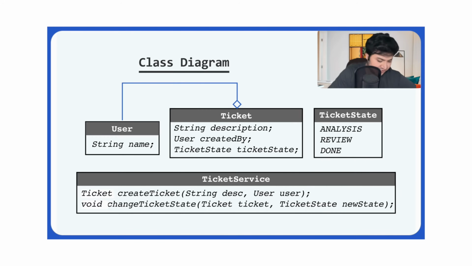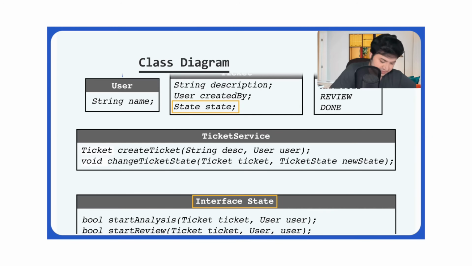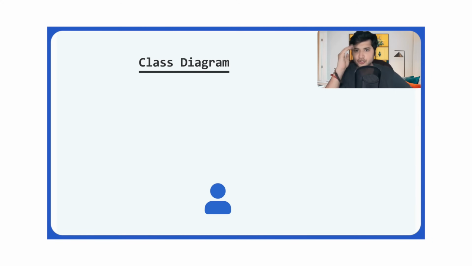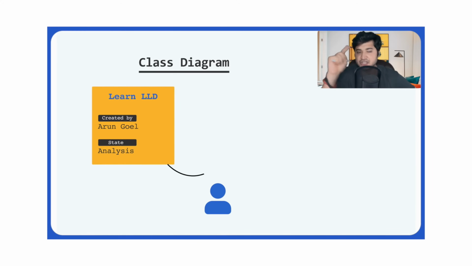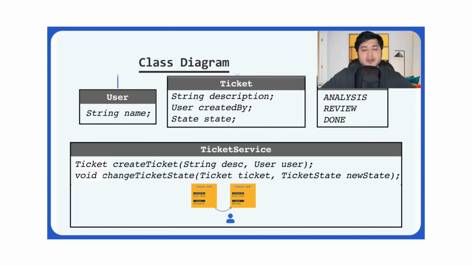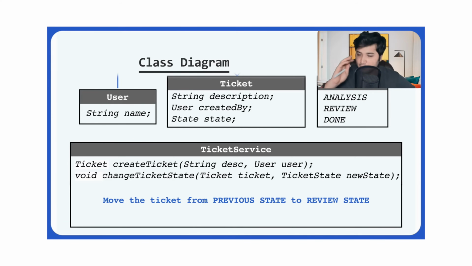Since ticket has a state, what change will we have? So instead of this ticket state, we'll have new state. This is the new change, which would be this interface state. Okay. What change will we have to make in the ticket service? So suppose you are the user, you moved the ticket from analysis to review. What will you do? You'll call ticket service and you'll ask it to move this ticket from previous state to review state. Now, previous state is of course stored in my ticket already.